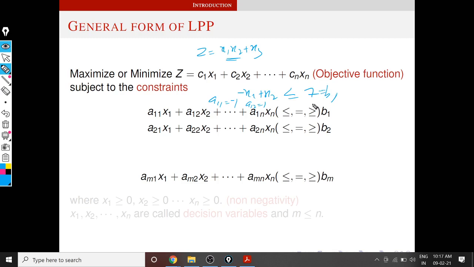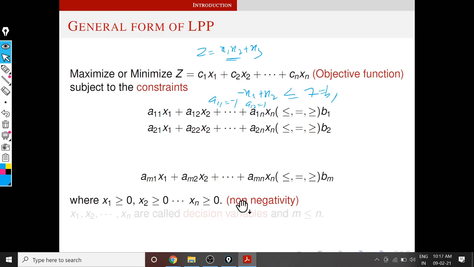Similarly, we have m equations, and n unknowns are there. Then an extra condition, which is also like our constraints: x1 greater than or equal to 0, x2 greater than or equal to 0, etc., xn greater than or equal to 0. These conditions are called non-negative restrictions. In general, maybe some variables are non-negative and for some variables there is no restriction. There are problems like that.